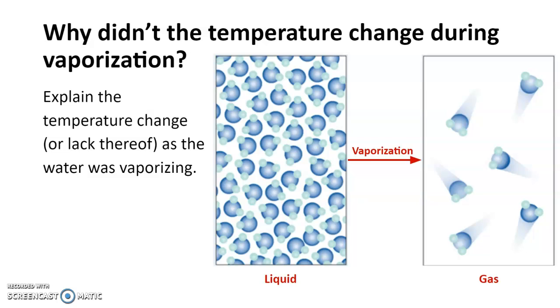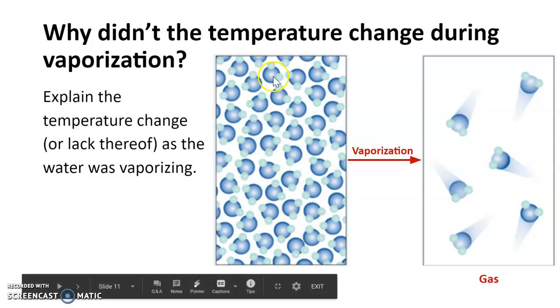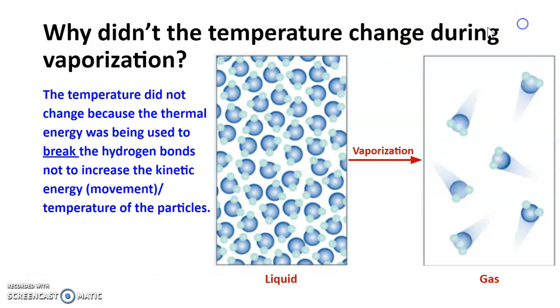To do that, let's think a little bit more closely about vaporization. So explain the lack of temperature change during the vaporization of the water. So it looked like this, it was a liquid, and then it looked like this. Okay, so why do you think the temperature didn't change? The temperature didn't change because the thermal energy was being used to break the hydrogen bonds, not to increase the kinetic energy, so not to increase the movement or the temperature of the particles.